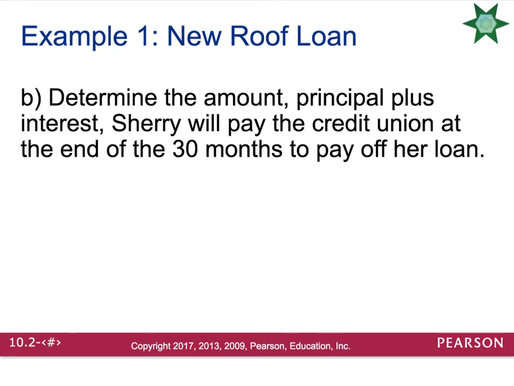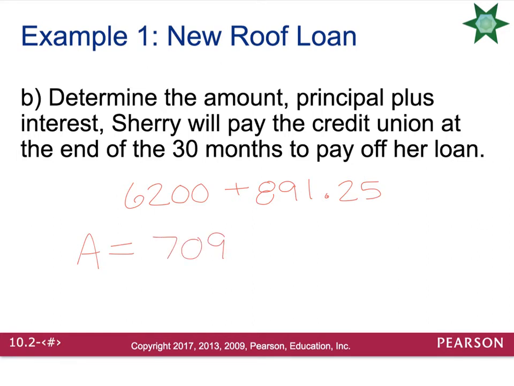Part B, determine the amount, principal plus interest, Sherry will pay the credit union at the end of the 30 months of her loan. So at the end, if she made no payments, she has to repay them the $6,200 she borrowed, but she also has to repay them the interest, $891.25. So if you add those together, the amount she's going to owe at the end of the loan is $7,091.25.